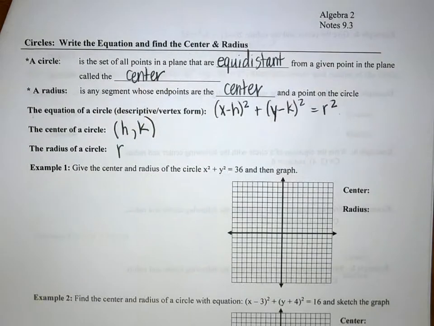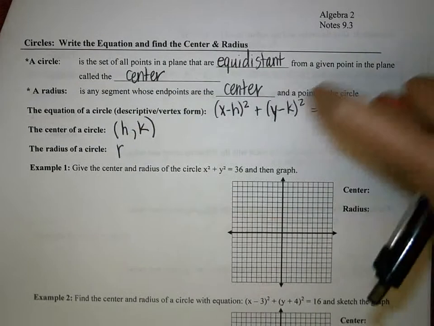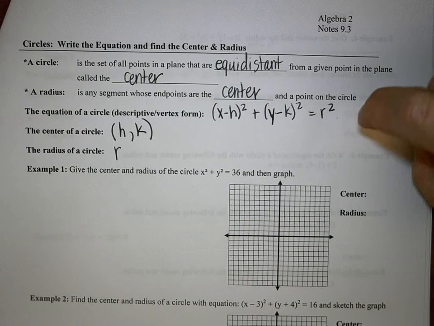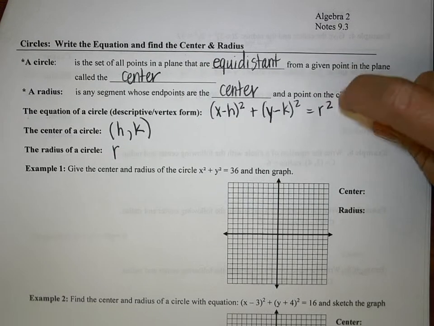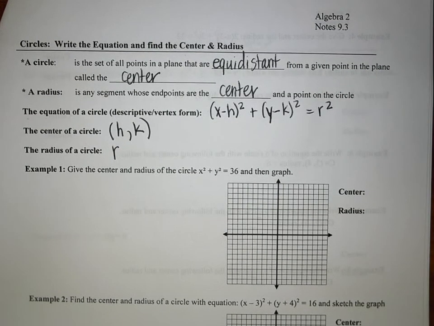It's not r squared. So what you have to remember when you have your equation of a circle, in order to find your radius, you have to take the square root of that number. Yes? Okay.